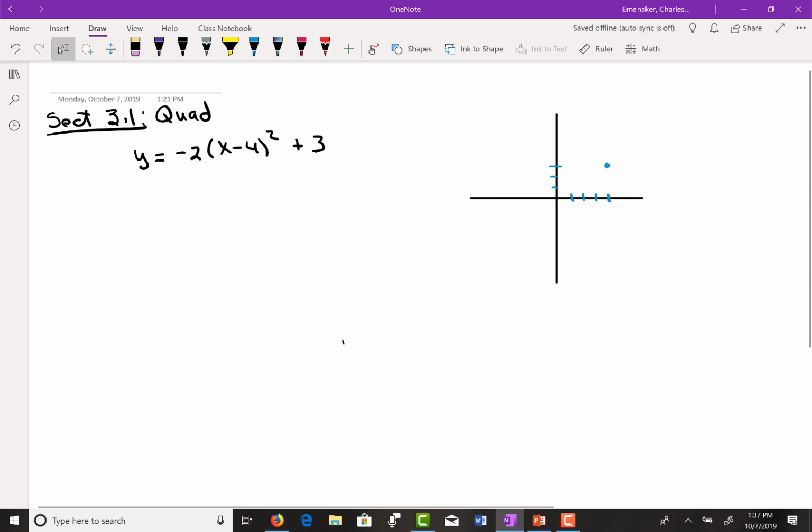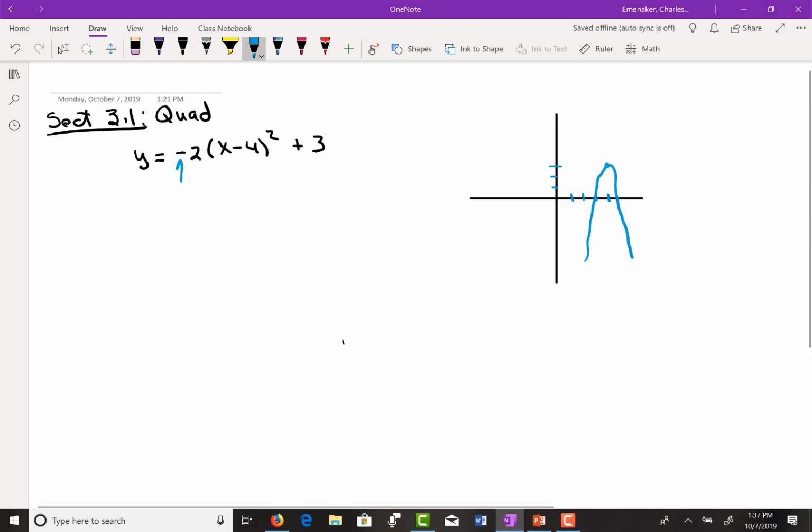How do I know it's a parabola? Square. It's squared. Good. Does it open up or down? Down. How did you know that? The negative. The negative out front says it opens down. Is it going to be skinny or pretty wide? It's going to be skinny because it's times 2. And there you go. There's a quick picture of it.